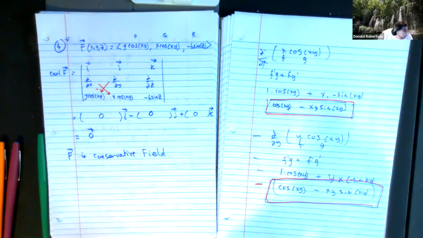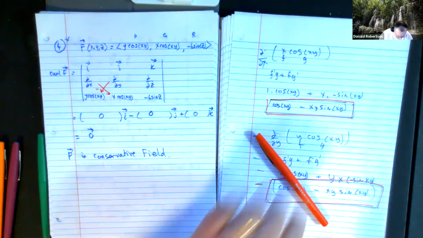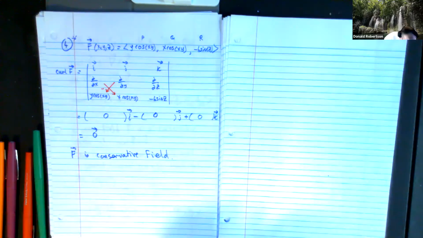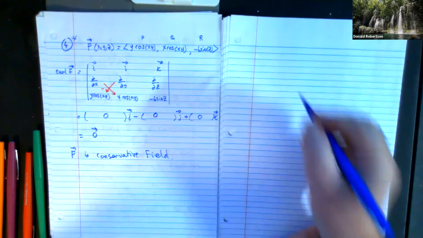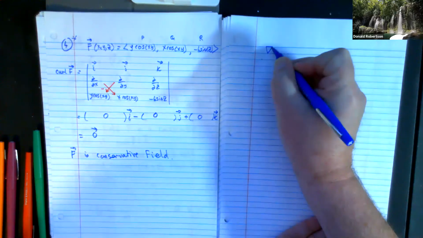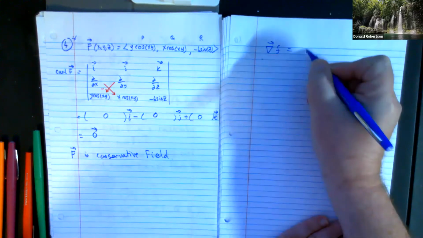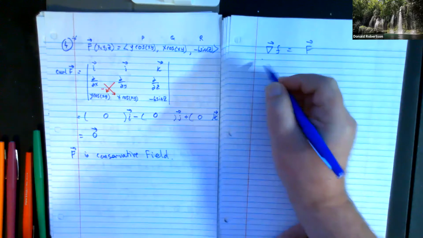Well, we now have a conservative field, so that means there's a second part to this question. We're going to find the potential function. So I know that this function has the property that delta of it, in other words, this fella.